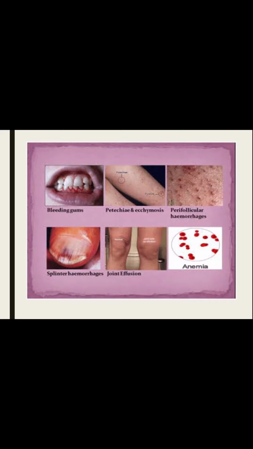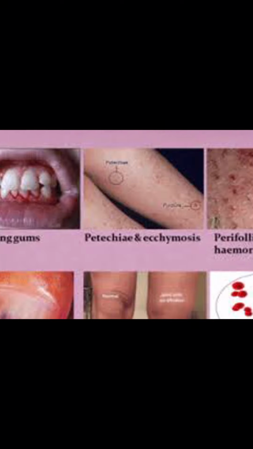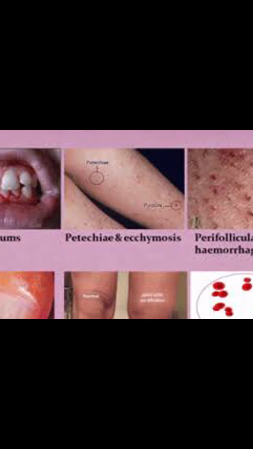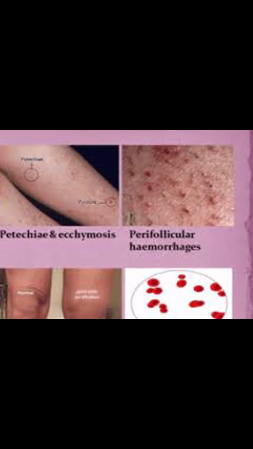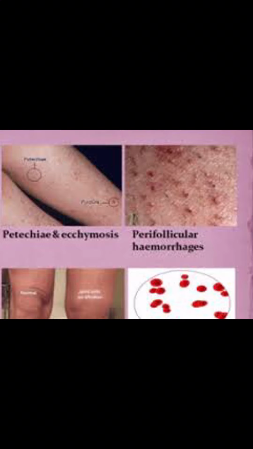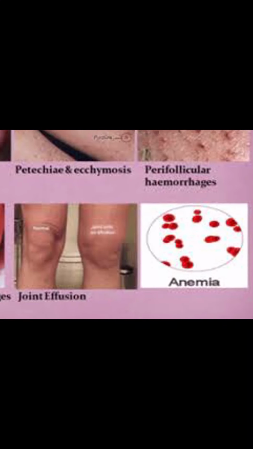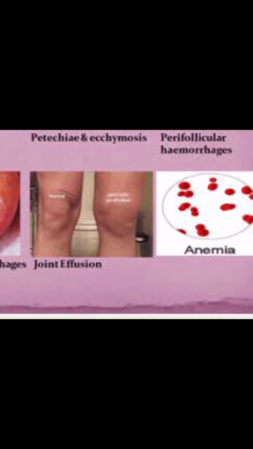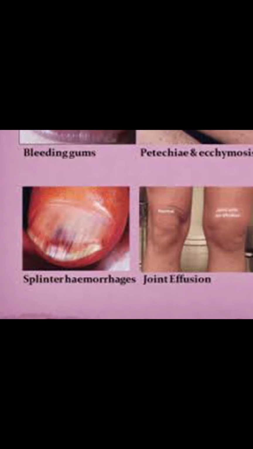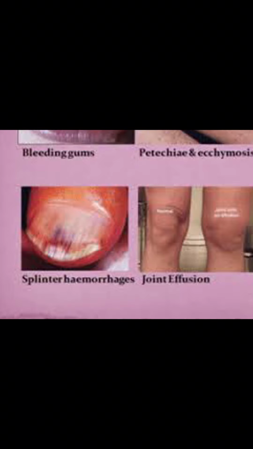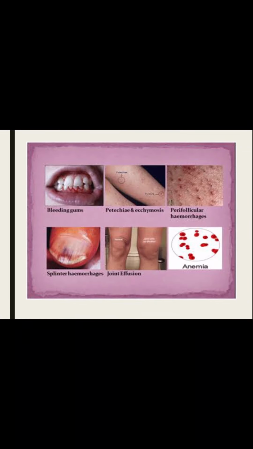So, look over here, this is bleeding gums. This is petechial hemorrhages, small hemorrhages. Then there are ecchymosis, purpura, bruises. Then these are perifollicular hemorrhages, that is around the hair follicle you have hemorrhages. Then anemia, it can cause anemia because there is bleeding. Then joint effusion or hematomas, the collection of blood in this knee is the knee hematoma, joint effusion. Then nail hemorrhages, these are splinter hemorrhages. So, these are all because of vitamin C deficiency.